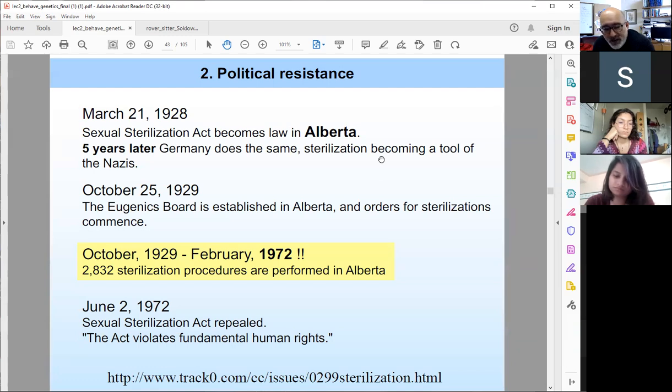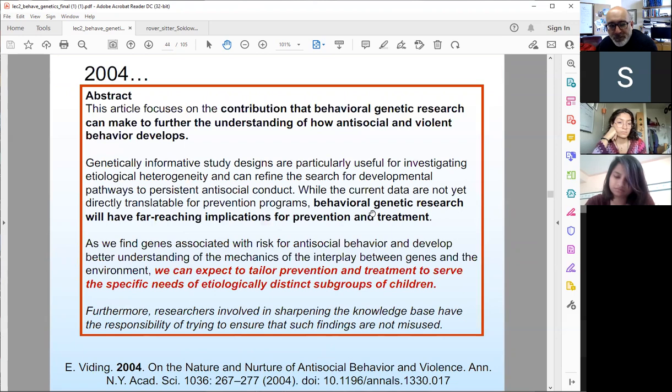So, finally, later in 1972, this act, the Sexual Sterilization Act, was repealed. But all to say that it's not that long ago that governments were pursuing these kinds of things, and all of this based on the misplaced understanding of what it means to have genes associated with particular behaviors. In this case, of course, we're speaking mostly about aspects of intelligence, and that's what was used as a basis for determining whether somebody should be sterilized or not.